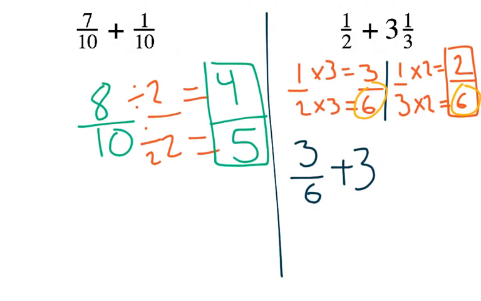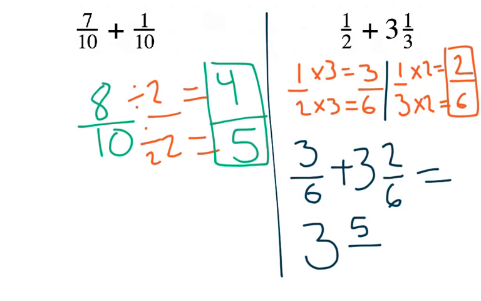So now all of a sudden I have the same denominators. Both of them have a denominator of 6, and I can now add these two things together. So 3/6 plus 3 and 2/6. Well, I know that I'm still going to have this whole 3. Let's see if we get a whole other number when we add the fractions. So 3/6 plus 2/6, well, that's 5/6. So this answer is going to be 3 and 5/6, and there's nothing to simplify. So that is your answer right there.